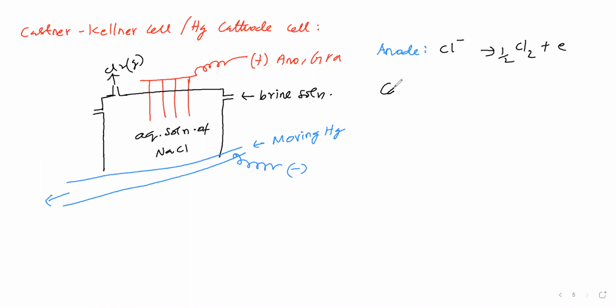Now we will see the cathode. At the cathode, sodium ion goes to the cathode and becomes sodium. That sodium mixes with mercury and becomes sodium amalgam. So we got sodium amalgam at the cathode. This sodium amalgam is allowed to run into water.